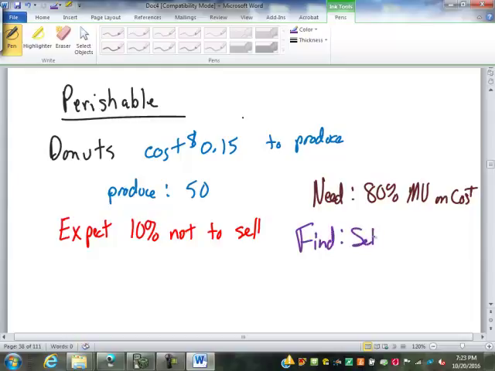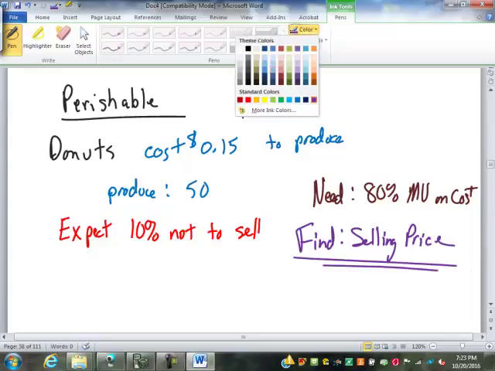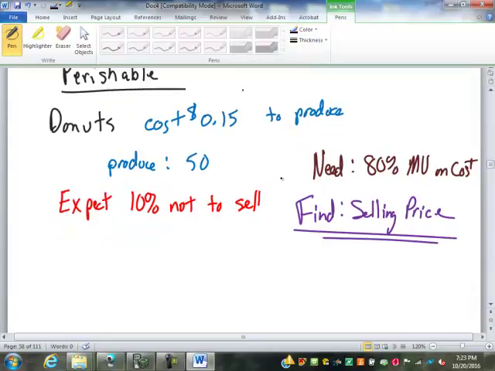Find your desired selling price. What are you going to have to sell these for? Okay. There's going to be a couple of steps added to this process. Step one is a new step. You define the total cost.